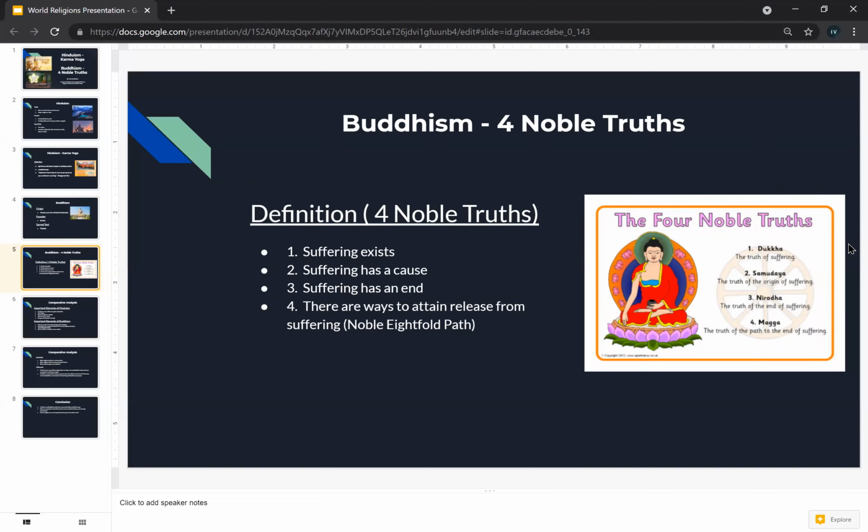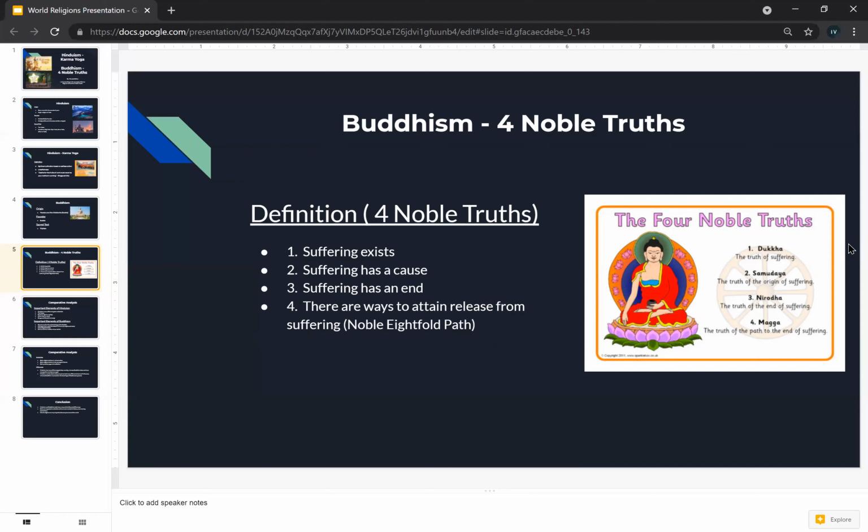Suffering has a cause means that there's a reason or basis of desire. These desires include materialistic things as well as addiction, alcohol, and wanting expensive things. Suffering has an end refers to accepting things in this life and being able to appreciate and accept certain aspects of it. And lastly, there are ways to attain a release from suffering, and this refers to the Noble Eightfold Path to reach the main goal of nirvana.